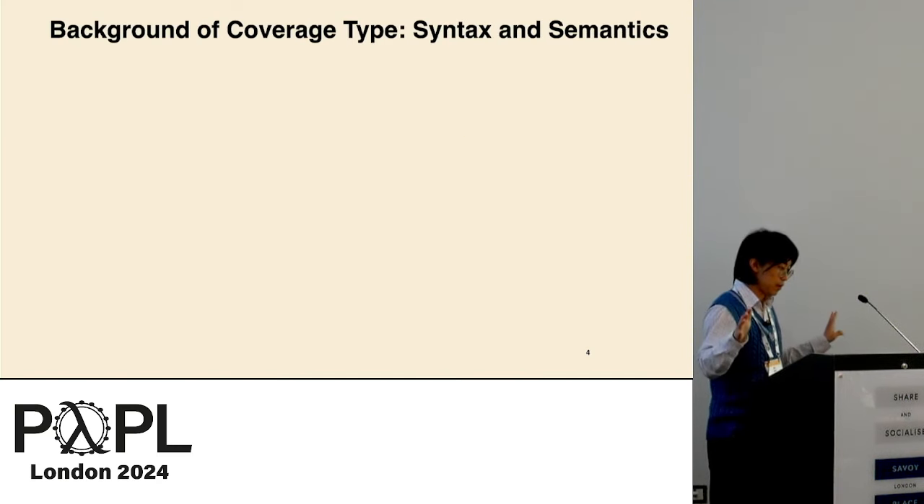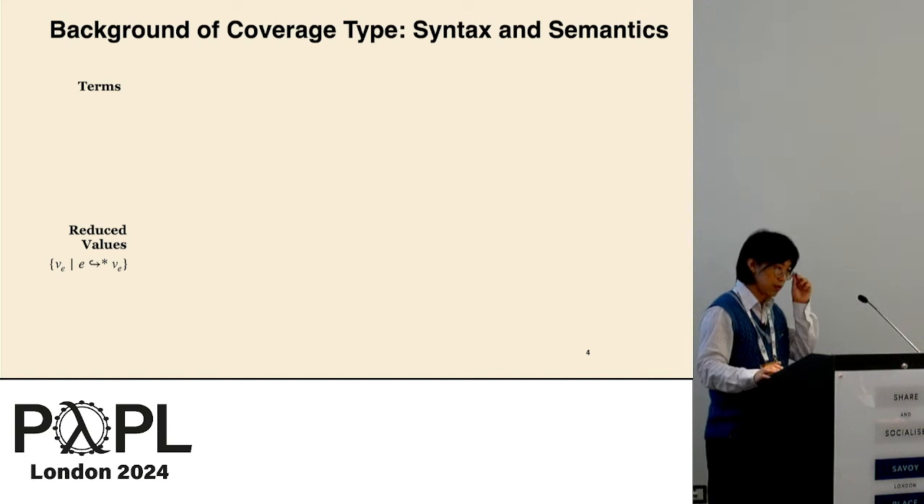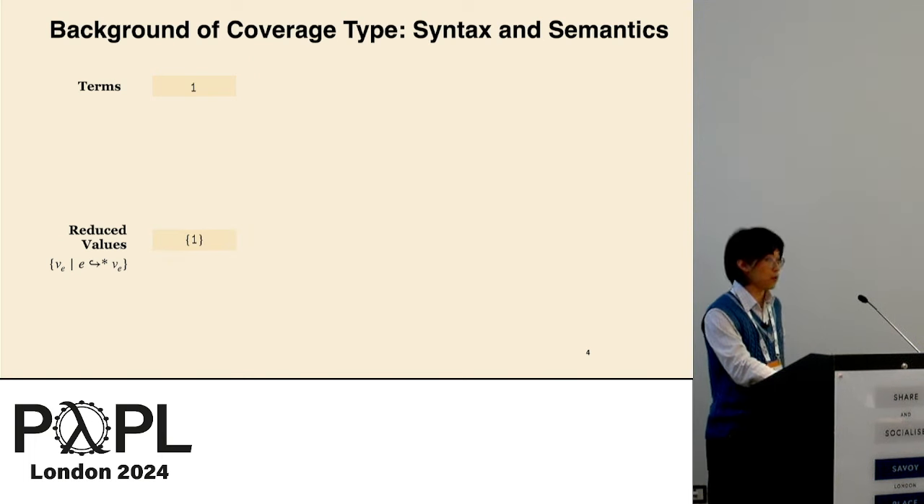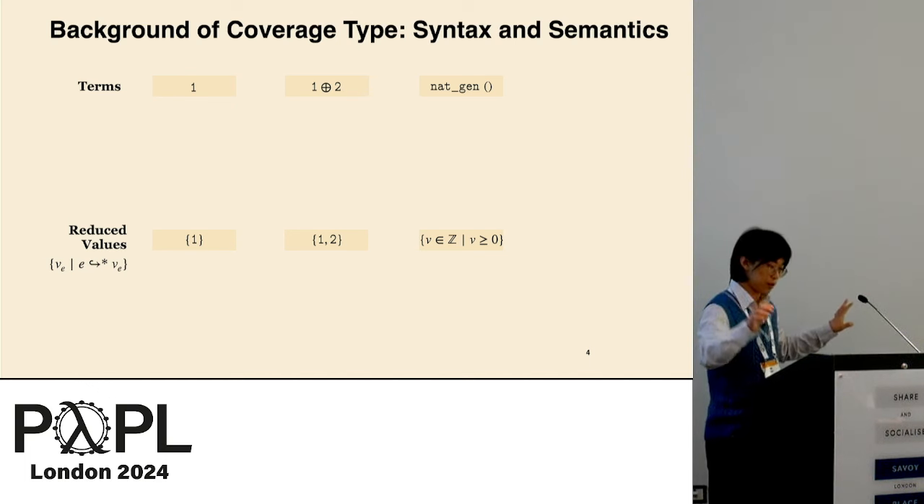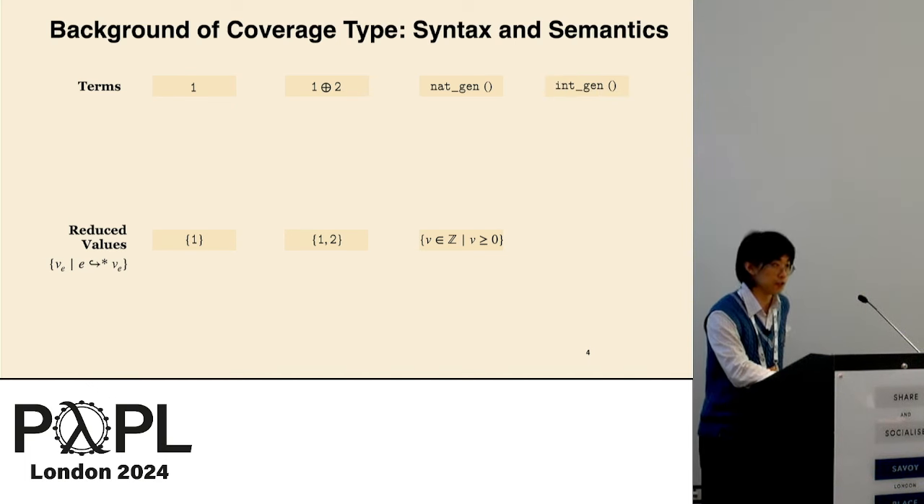And I will talk a little bit about the language we focus on, the syntax and semantics. In general, it's a simply typed lambda calculus, but with non-deterministic semantics. So a term here will reduce to multiple values instead of a single one. So the constant is a term, and 1 can reduce to a singleton value 1. And we also have non-deterministic choice, 1 plus 2, which can reduce to 1 and 2, non-deterministically. And the NatGen can reduce to all possible natural numbers, and the IntGen can reduce to all possible integers.